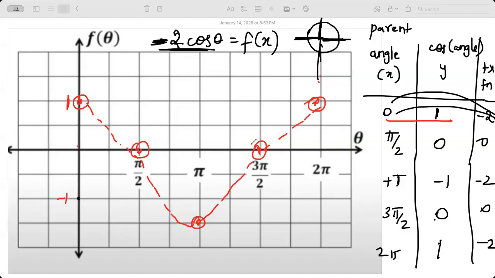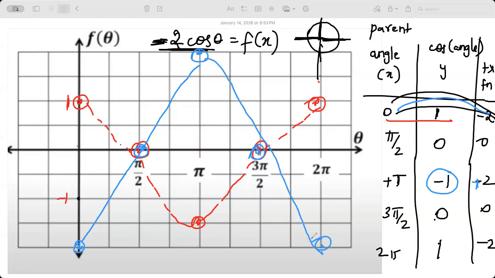What I want is the transform function. I'm going to put it in a different color. 0 has a negative 2. And then pi by 2 is a 0. Pi is a positive 2. See, when you multiply by minus 2, the minus 1 becomes a plus 2. It goes here. And then 0 again, and then it comes to a negative 2. So when I plot, my original function is this. This is my transformed function, which is different from my parent function that I wanted to graph.